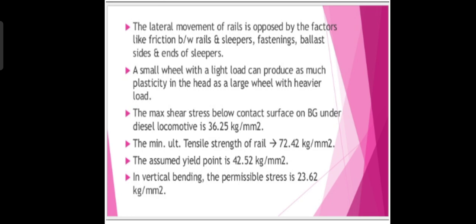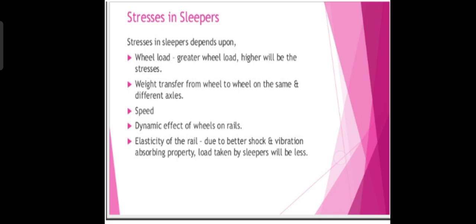The maximum shear stress below the contact surface on BG under diesel locomotive is 36.25 kg per millimeter square. The minimum ultimate tensile strength of rail is equal to 72.42 kg per mm square. The assumed yield point is 42.52 kg per mm square. In vertical bending, the permissible stress is 23.62 kg per millimeter square.